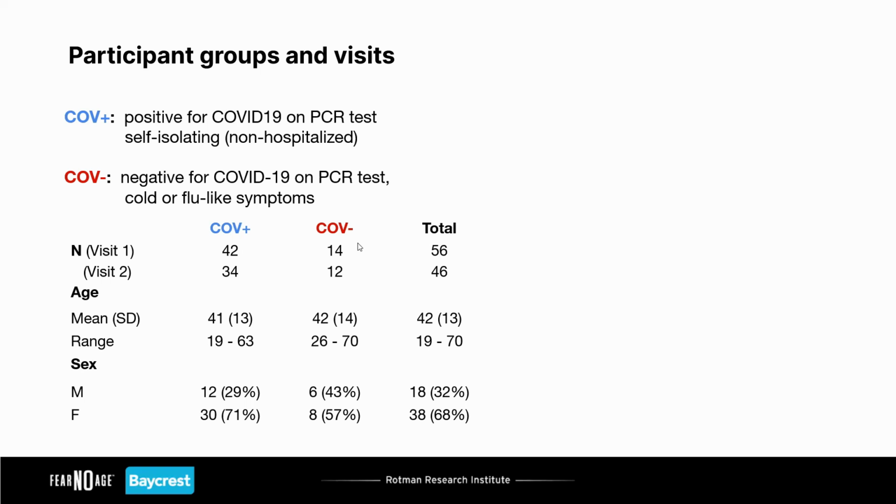And the COVID negative group, the sample is smaller so far, so it's 14 who came in for the first and 12 returned. As you can see, the mean ages are quite well matched in the two groups, around 40 years old, 41, 42. And there's a larger proportion of females in the COVID plus group that came compared to the controls.